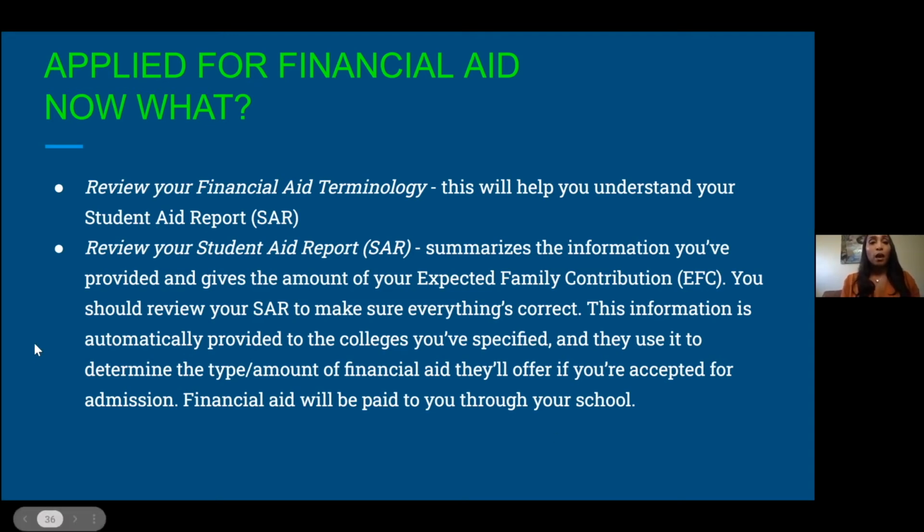Okay. So we're going to review some financial aid terminology, and then also we're going to talk about what happens once you get the student aid report. We're going to talk about your expected family contribution and what that means. And we'll also talk about how to determine what type of aid you want to accept and not accept, totally up to you. And how to make sure that you are prepared for any type of financial gap you may have when it comes to going to college.